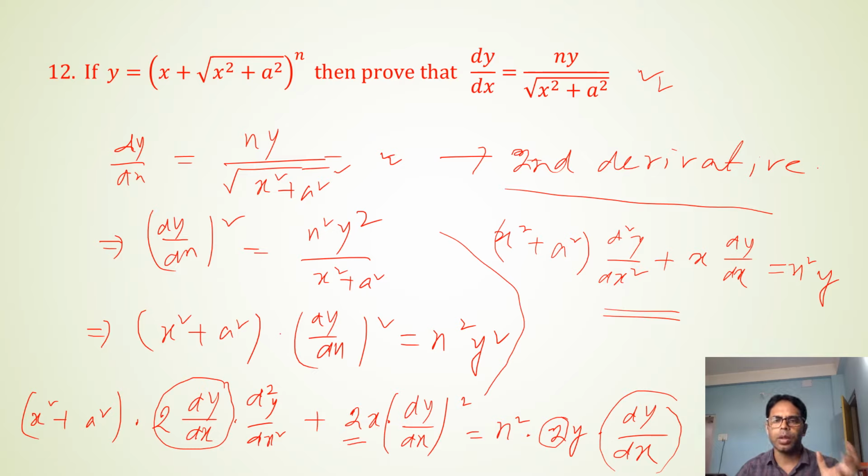This question can also ask for find dy dx, and hence show that x square plus a square into d2y dx2 plus x dy dx is equal to n square y, or that n square y can be taken to the left hand side also by taking minus n square y is equal to 0. That may also be a question for you. You may write in your copy after writing the first derivative, or you should write the second part as a note in your copy. Okay, so I am erasing that.